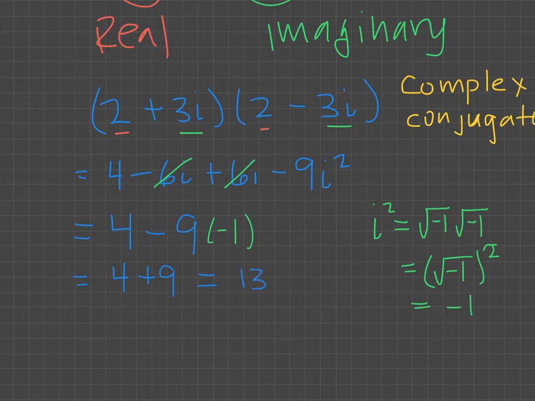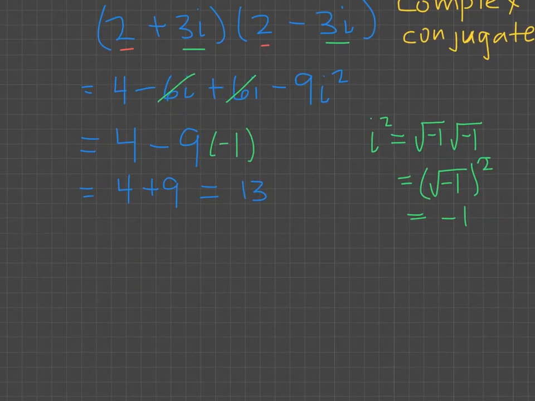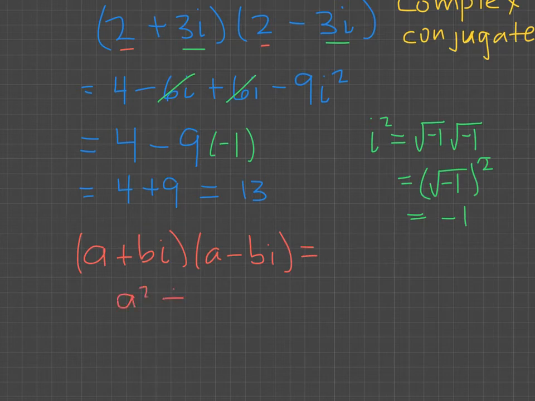So when we multiply the complex conjugates, the imaginary part goes away, and we're just left with a real part. So we can simplify this to say that when we multiply complex conjugates, a plus bi times a minus bi, that's always going to result in a squared plus b squared.